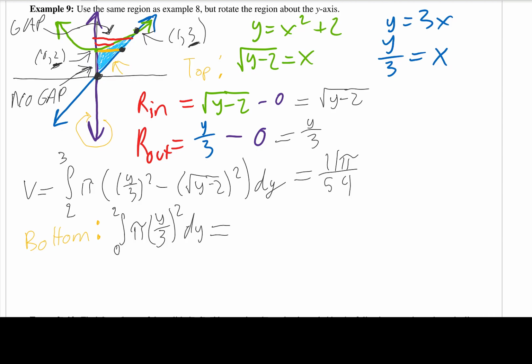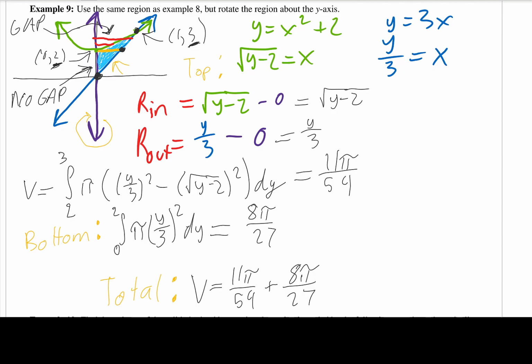And when you integrate this one, so this one's a little bit nicer to integrate, right? We can square this, we get y squared over 9. We can pull out pi over 9 as a constant, and then this one's a lot nicer to integrate. And so this one will give you 8 pi over 27. And so this is an example of when, for my total volume, I would not simplify it anymore. I would just say that volume is equal to 11 pi over 54 plus 8 pi over 27.